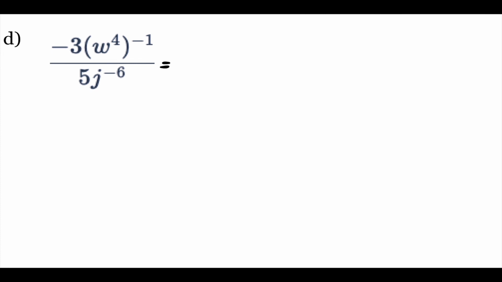First thing is we have parentheses. But inside the parentheses, I only have one thing. W to the 4th. So what I'm going to do here is, what am I going to do? Actually, what am I going to do with these powers? Multiply them. Good. Multiply them. So I'm going to have -3 times W to the -4.